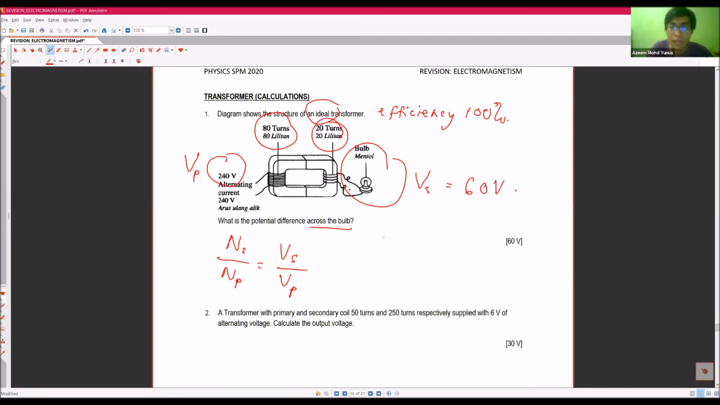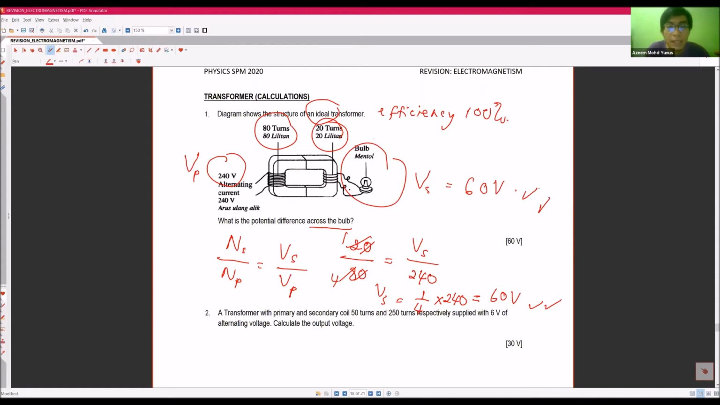So let's do the calculation to check if our answer is correct. 20 over 80 equals VS over 240. So VS is actually, we can cancel, this is just 1 over 4. 1 over 4 times 240. Again, 240 divided by 4, which we already predicted before we did the calculation, 60 volts. So our answer is correct.